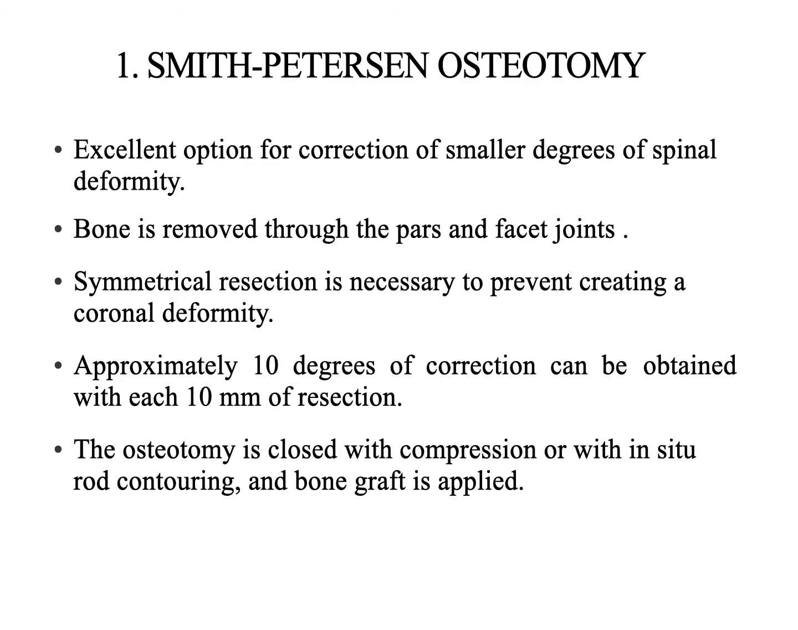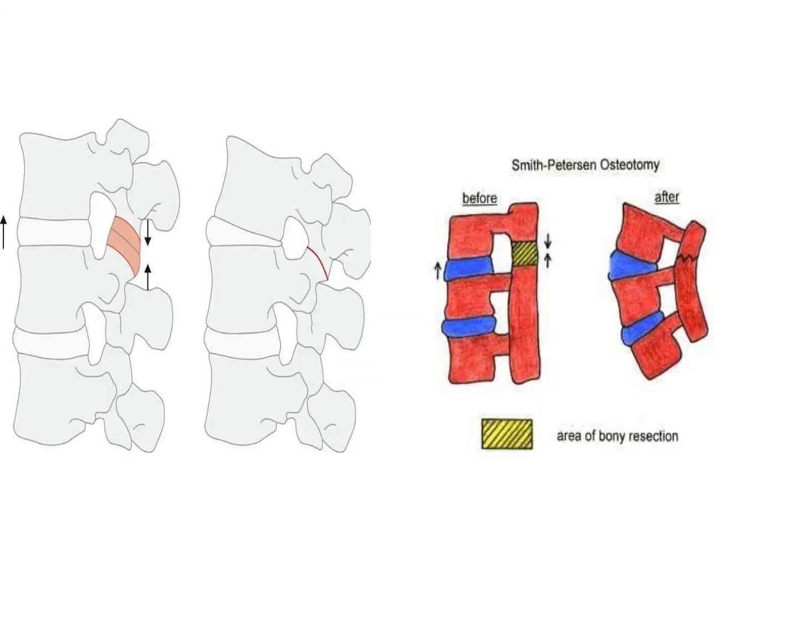Smith-Petersen osteotomy. This is an excellent option for correction of small degrees of spinal deformity. Bone is removed through the pars and facets of the joint. Symmetrical resection is necessary to prevent creating a coronal deformity. Approximately 10 degrees of correction can be obtained with each 10 mm of resection. The osteotomy is closed with compression or with in situ rod contouring, and bone graft is applied.